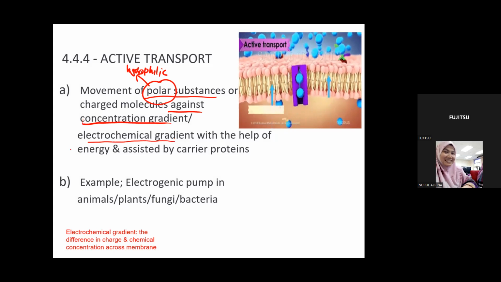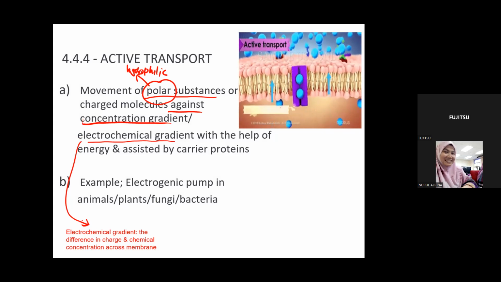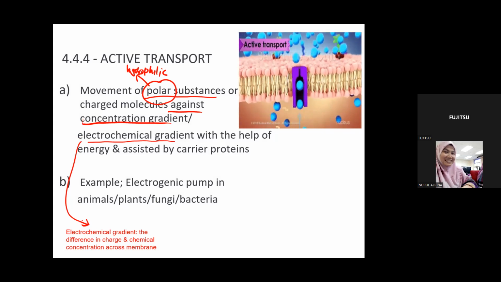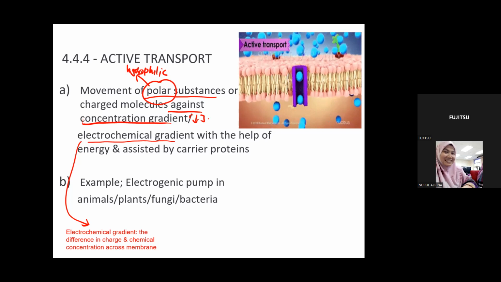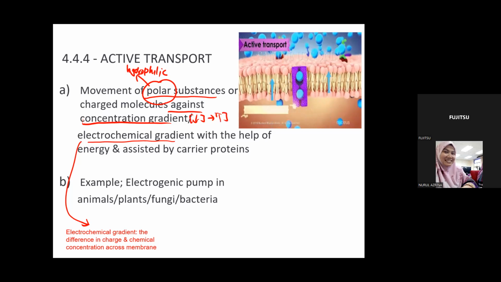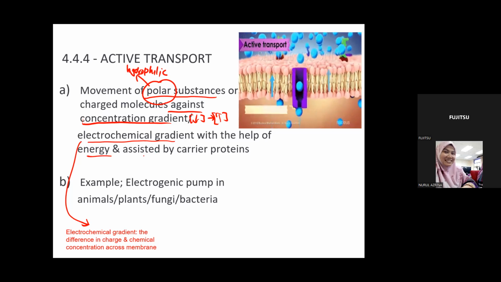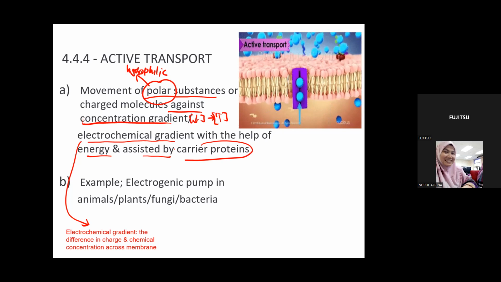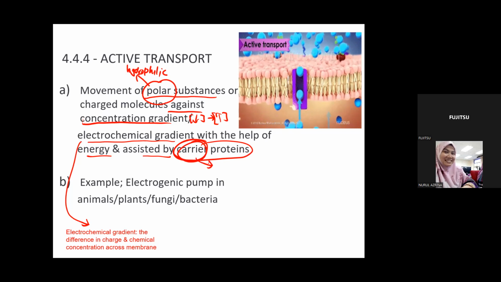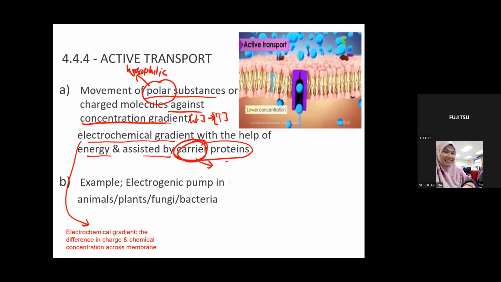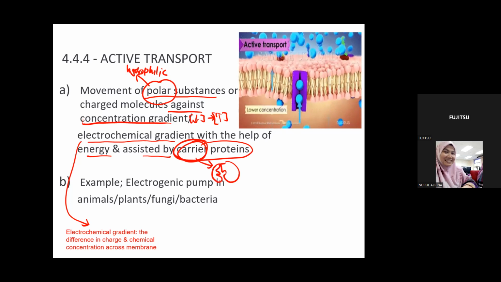Okay, electrochemical gradient maksudnya ialah, you can see down here. In other words, senang cerita, it is against concentration gradient, which is referring to from low concentration area to an area that has high concentration, with the help of energy and assisted by a kind of protein which is carrier protein. Okay, recap balik. What is carrier protein? Carrier protein is a kind of protein that is able to change its shape, yang boleh merubah bentuk.